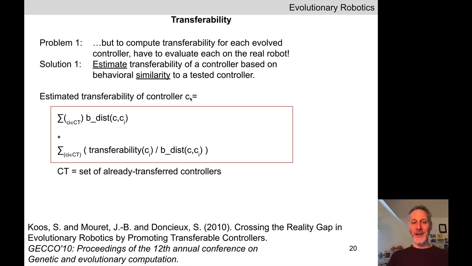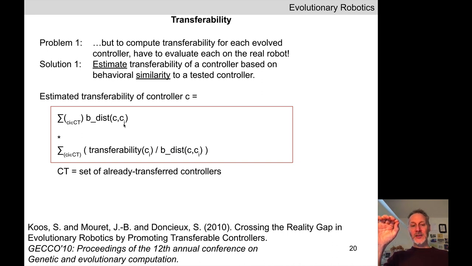Assume this controller is called C. We're going to compute the behavioral distance between controller C and controller C sub I, where controller C sub I belongs to the set of already transferred controllers. At this point, this set, CT, contains only one member. It contains the best controller, the one that we sent to reality. So we're computing the behavioral distance between C. We take C and drop it into the virtual robot and watch its behavior.